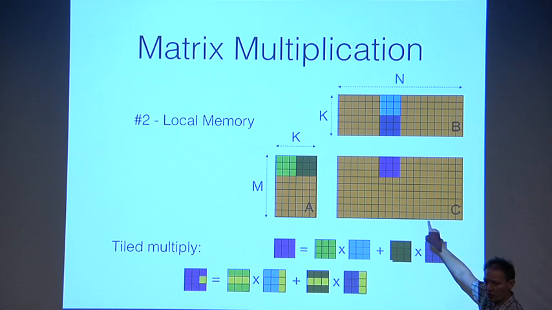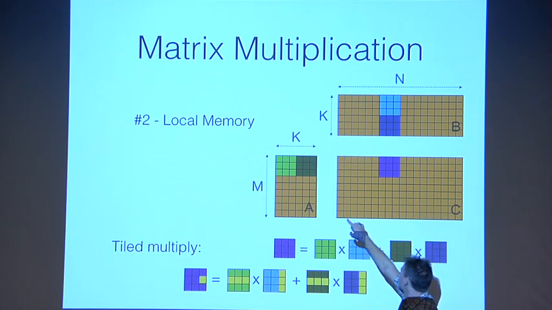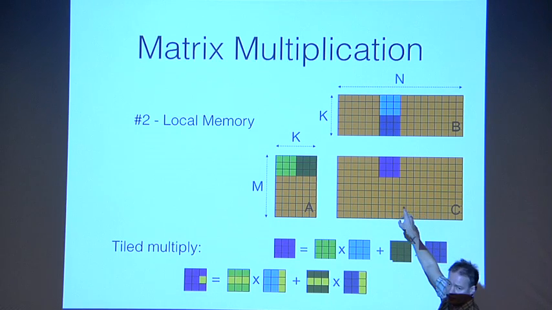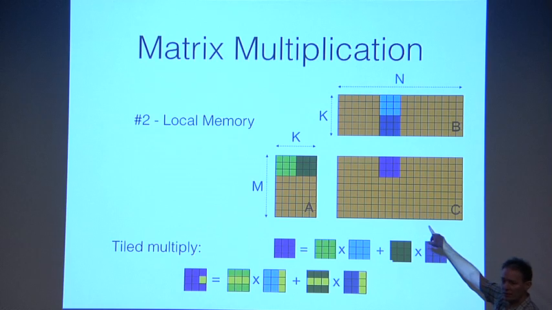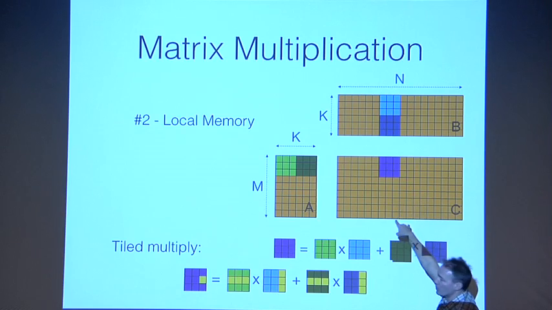So if we have one work group that's going to be responsible for the purple square, we need the green rectangle and the blue rectangle to compute that square. Everyone can see that, right? You need the row and the column that your pixel comes from in the output. So that set will need those and those.